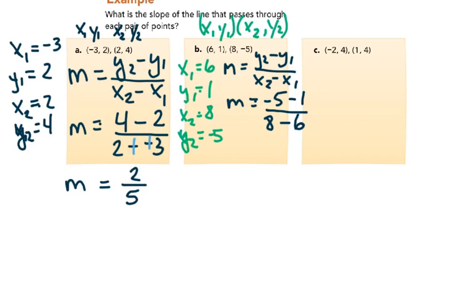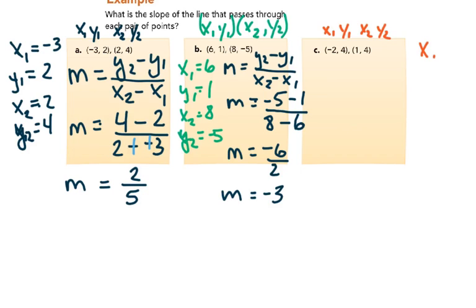Now it's time to simplify. Negative 5 minus 1 is negative 6. And 8 minus 6 is 2. And the slope, negative 6 over 2, will equal negative 3. So that is the slope of the line. Let's do this last one. I'm going to do it in the same manner. So x1, y1, x2, y2.